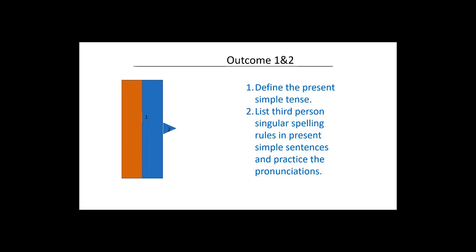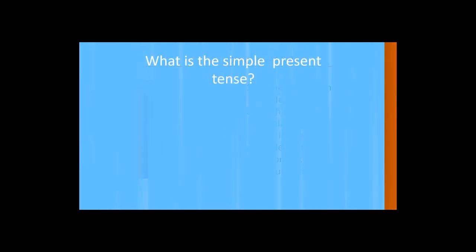So today's lesson is outcome 1 and outcome 2. Lesson 2 on present simple is going to be outcome 3, and then the third lesson is going to be outcome 4 and outcome 5. Today's lesson is outcome 1 and outcome 2. Okay, so let's get started.